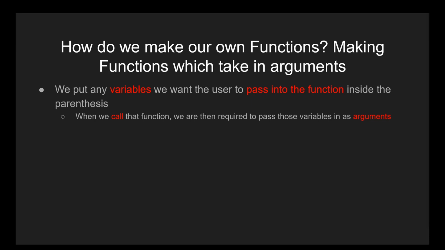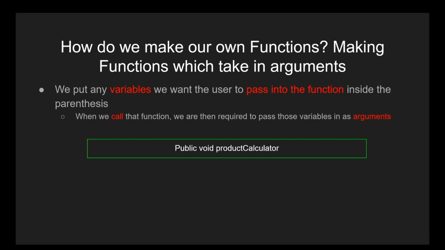For example, in Java, let's make a function that takes in two numbers and prints out the product of those numbers. We start with the public void plus name of function setup, since again we won't be returning any values. And now comes the new part. Inside the parentheses, you define which type of variables you want to pass in as arguments, in this case an integer, and then a name for that variable. This name is what you will use to refer to the integer the user passed in. For this example, let's just call it num1.